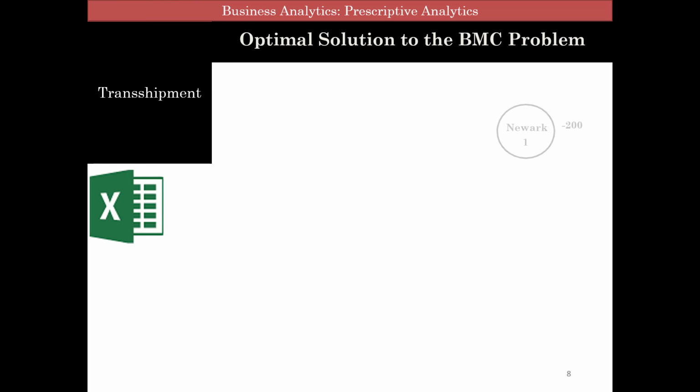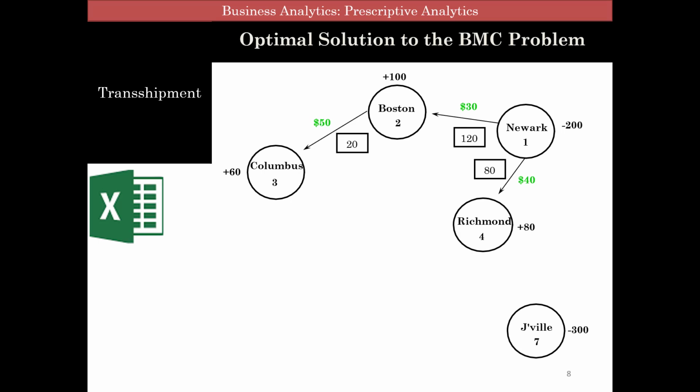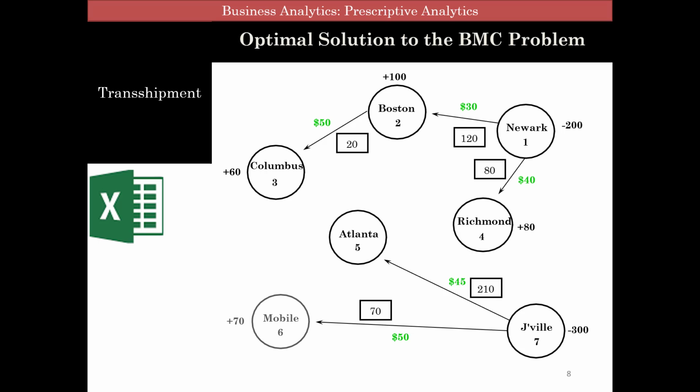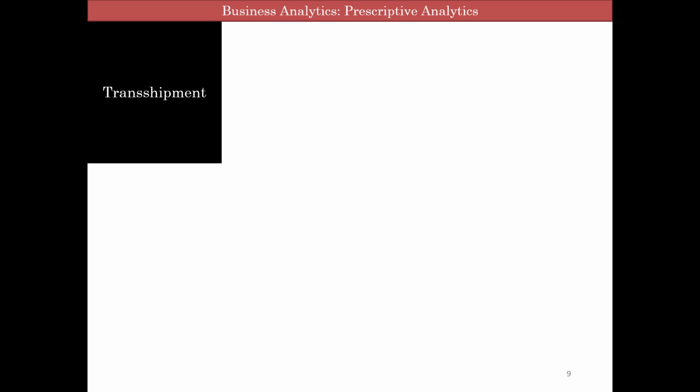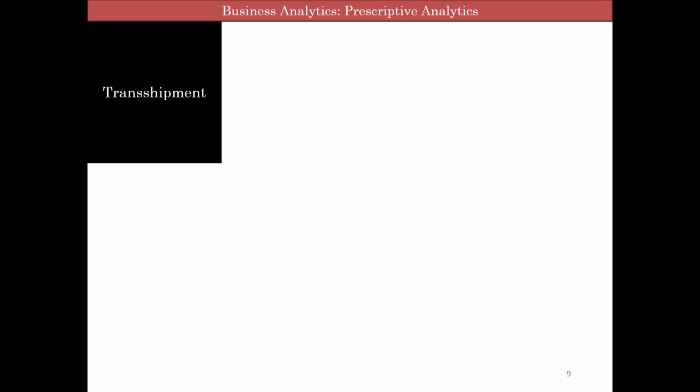So here's the solution. We are sending 120 and 80 to Richmond and Boston. There's 20 extra in Boston, and so that 20 goes to Columbus. From Jacksonville, we send 210 and 70 to Atlanta. Atlanta needs 170, so 40 goes to Columbus, and 70 goes to Mobile. So Columbus gets its 60 through that.